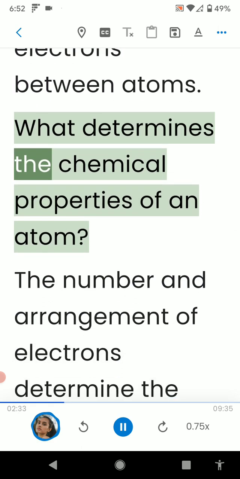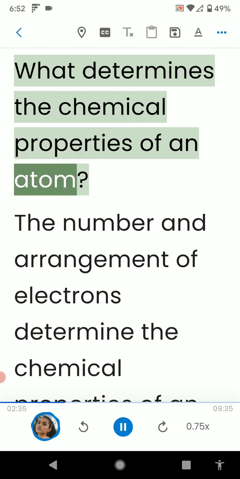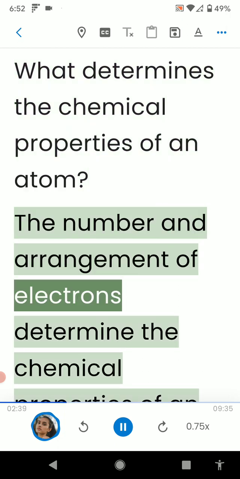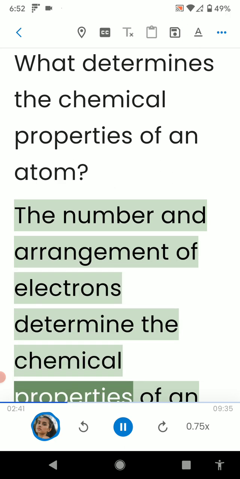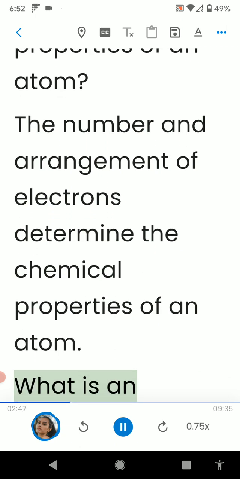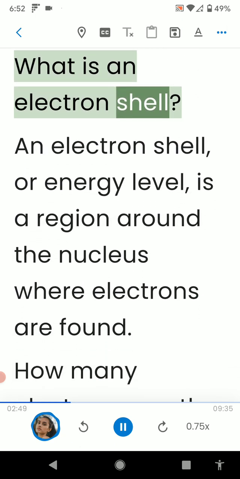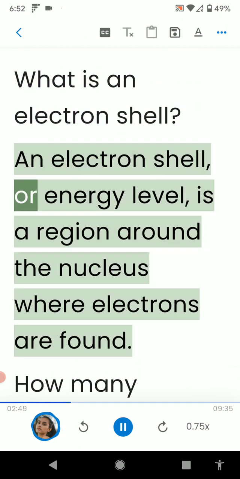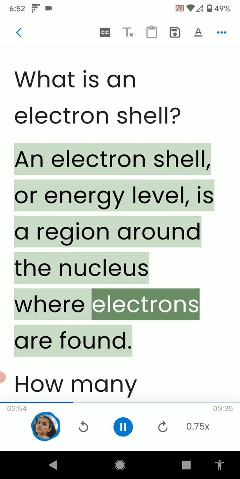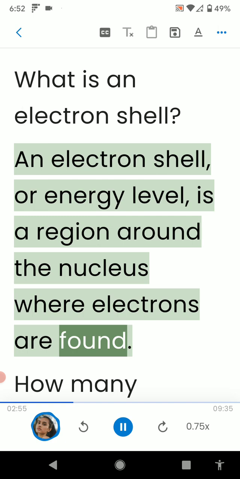What determines the chemical properties of an atom? The number and arrangement of electrons determine the chemical properties of an atom. What is an electron shell? An electron shell, or energy level, is a region around the nucleus where electrons are found.